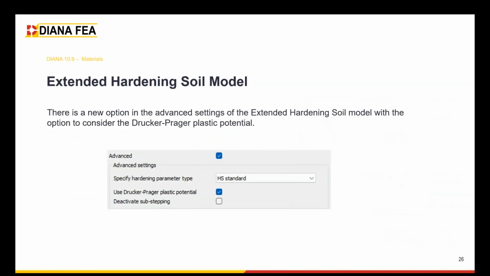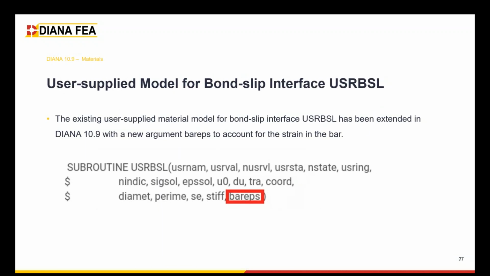This is an enhancement in the extended hardening soil model. In the hardening soil model, the shear failure surface is a Mohr-Coulomb failure surface, and the flow potential surface was also Mohr-Coulomb. And now we have made an option so that one can change the flow potential surface from Mohr-Coulomb to Drucker-Prager type. And it is not a default or general option. We only made it available in the advanced feature. So that's it about this hardening soil model.